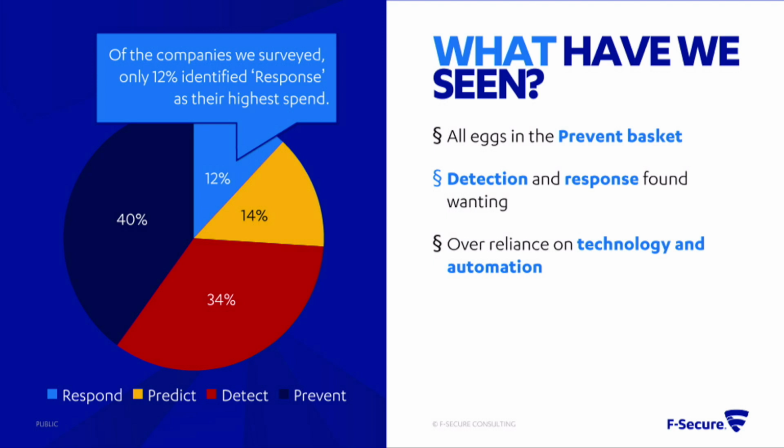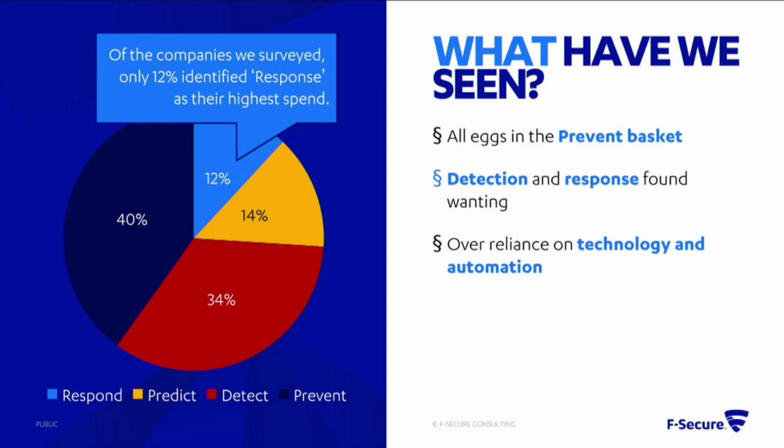It breaks down client spending, where they estimate they spend the most across those PPDR domains. As you can see there, the highest is prevent. The second highest came out as detect. This is fairly logical to me, and I hope it's pretty logical to everybody. Why? These are typically areas where you can actually buy technology. You can implement a solution to solve this problem.